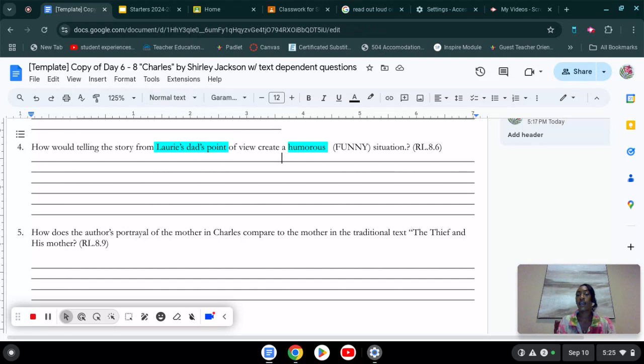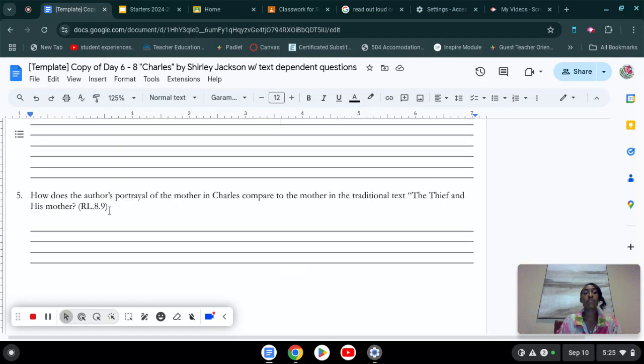It doesn't say use any quotes from the story, provide reasoning. It's just asking, in your opinion, how would this make the story funny? And so you would just answer the question. So this is something else I would have to read the story for, because I don't know who Lori is. I don't know who the dad is. I don't even know what's happening in the story to be able to answer this question. So this is something that I'm going to have to look for in the story.